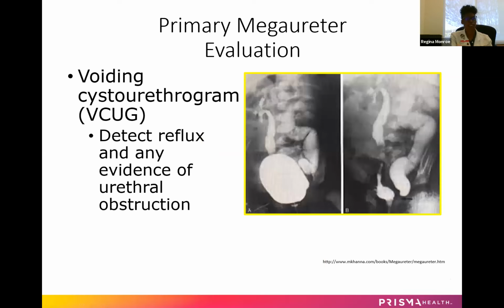And we also will typically do a voiding cystourethrogram to detect if there's any reflux, and also to detect if there's any urethral obstruction, because then that will put us into that category of most likely secondary megaureter. So this is a classic picture of a VCUG in a female patient, catheter going in, filling up the bladder, and you can see the reflux and the massively dilated ureters on both sides.